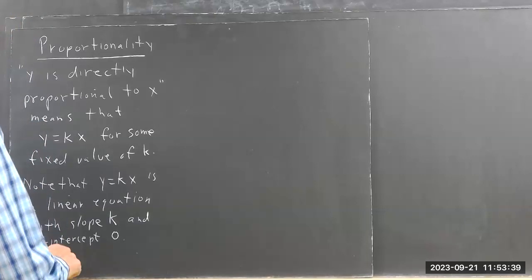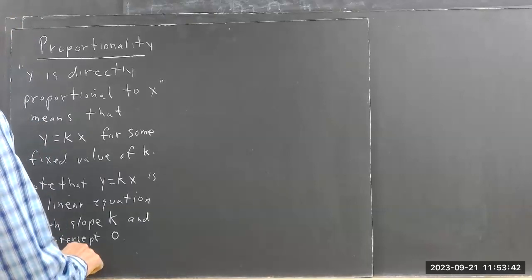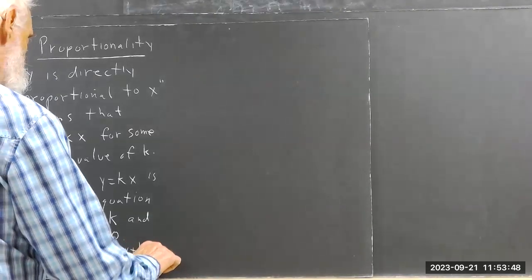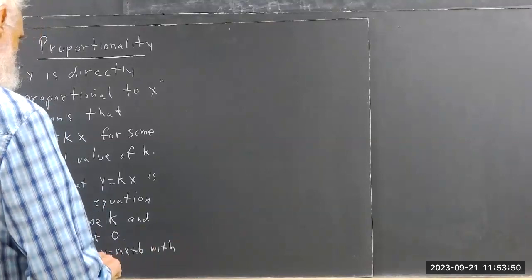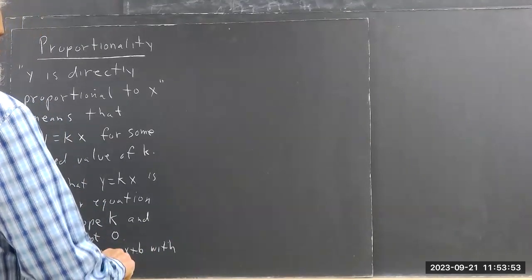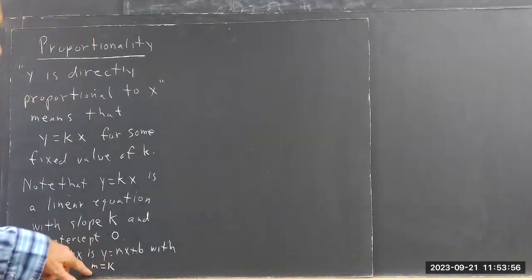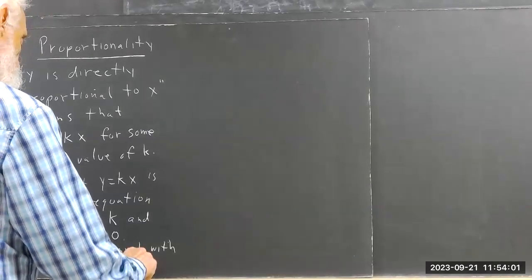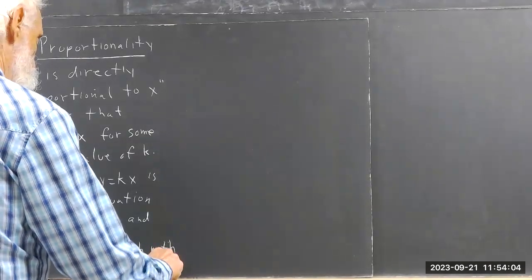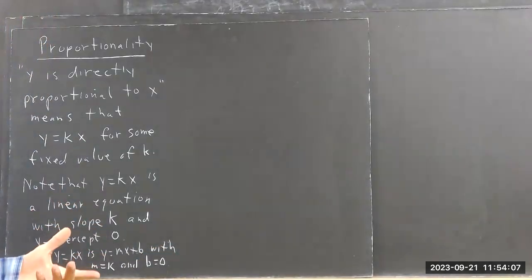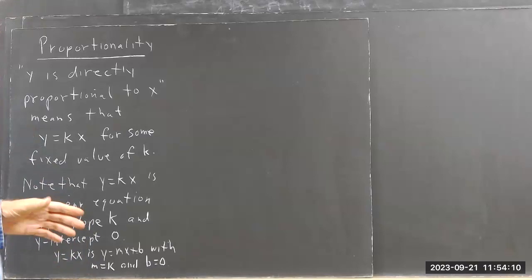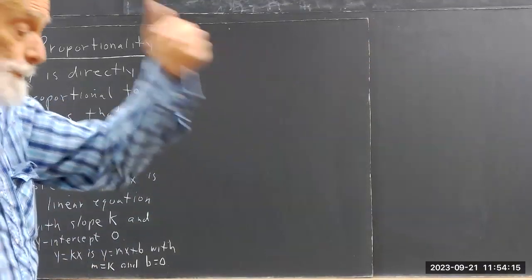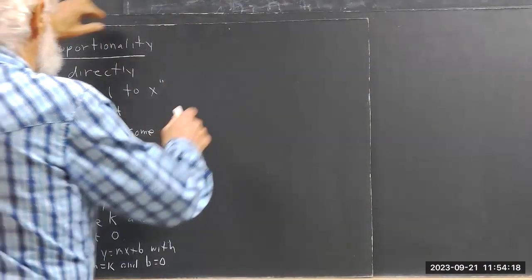So this is y equals mx plus b. m equals k, you replace m by k, and b equals 0. So its graph is just a straight line through the origin. Okay, now, question.